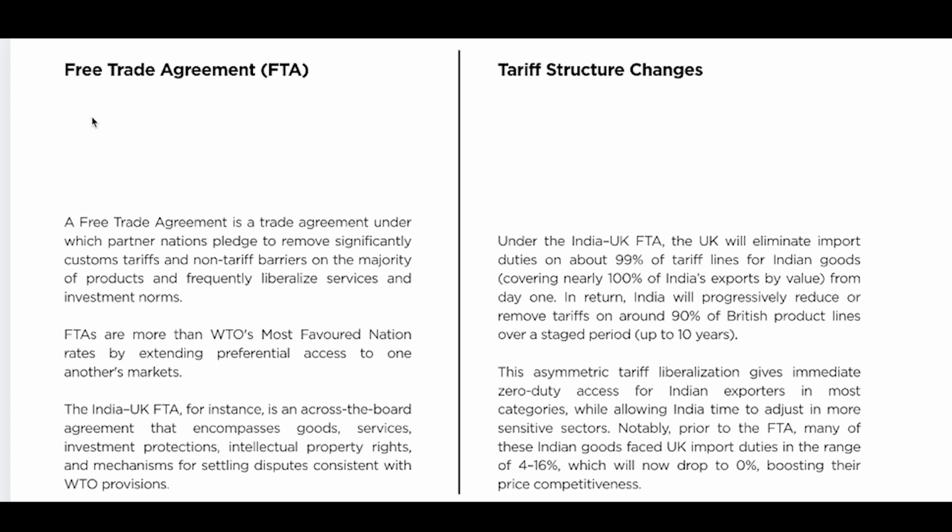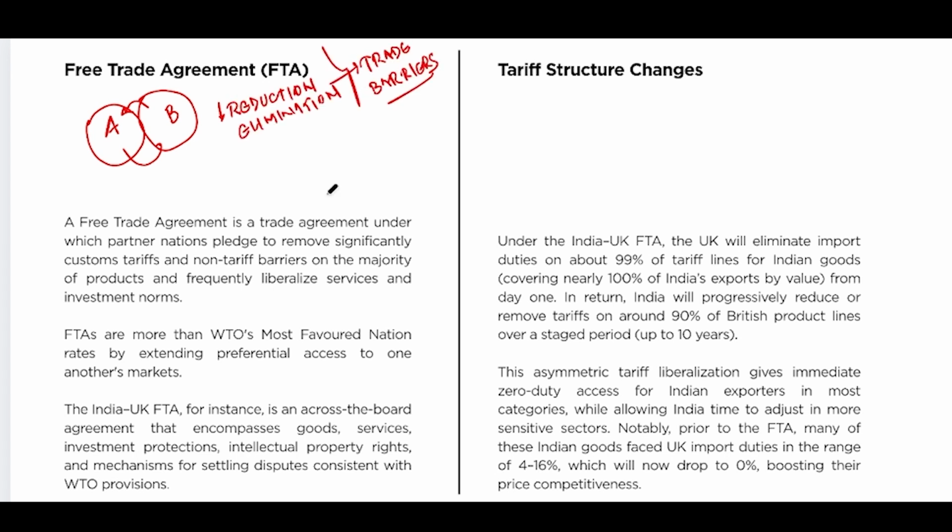So it can be an agreement between two or more nations, let's say in this particular instance between A and B, which seeks to establish a fair set of rules for trade and commerce between country A and B, which basically has to do with reduction or elimination of various trade barriers. Now, what can be some of the barriers to trade?